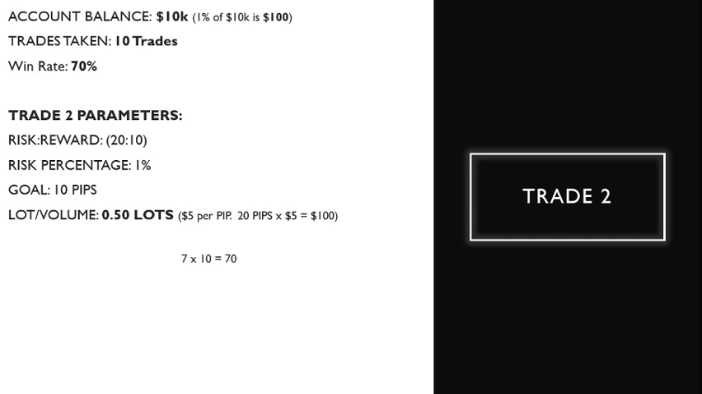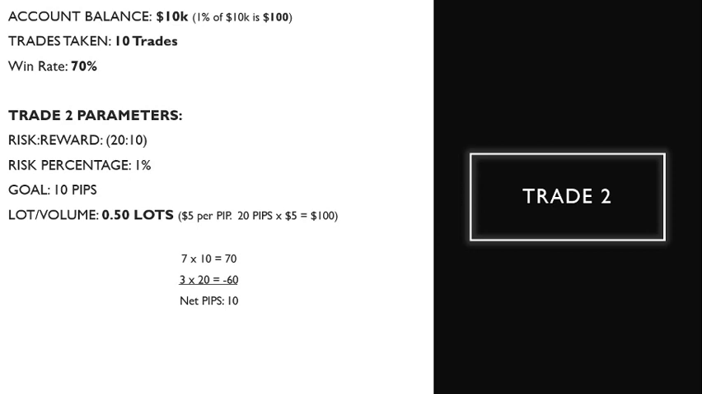Okay, so I have 7 winners, 10 pips each. I make 70 pips. Then I have 3 losers at 20 pips each, and I have a 60 pip loss, right? For a net of 10 pips for those trades. Now, I have 10 walk-away pips. What's the lot size that I used?